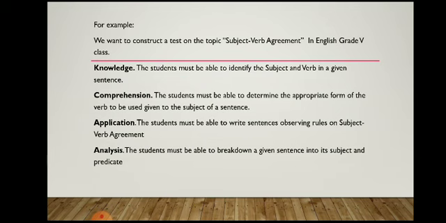For example, we want to construct a test on the topic subject-verb agreement in English grade 5 class. So in the knowledge objective, the students must be able to identify the subject and verb in a given sentence. Next is in the comprehension objective, the students must be able to determine the appropriate form of the verb to be used given the subject of a sentence. Next is in the application objective, the students must be able to write sentences observing the rules on subject-verb agreement.